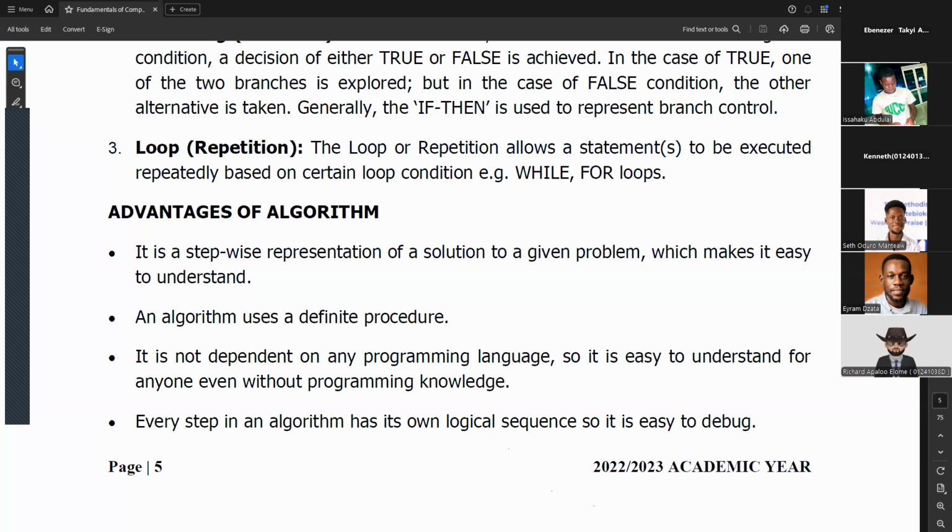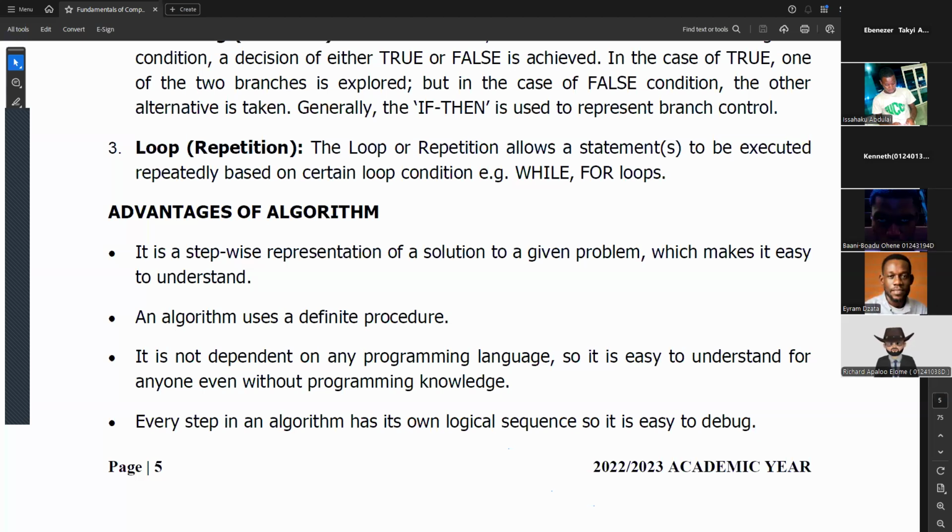Okay, yes, sir. My question is: is it possible that when writing an algorithm you may make an error? And if there is a mistake, how do you go about correcting it? All right, so let me address these two questions and then we continue with our slides.